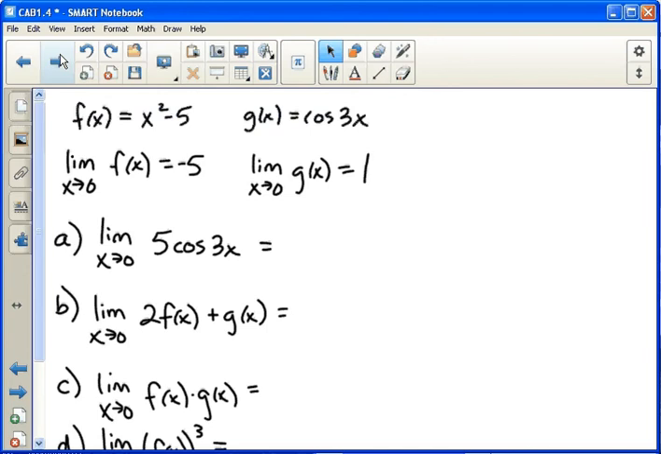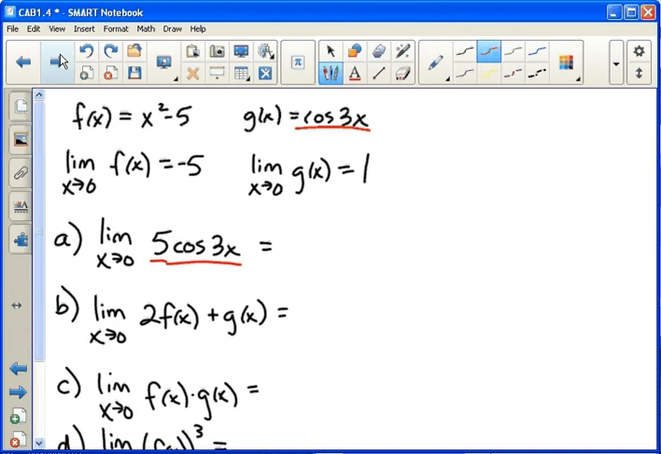So looking at part A, it says the limit as x approaches 0 of 5 times cosine of 3x. So what I've really done is I've taken this function and I've multiplied it by 5. Well, I knew the limit of just the cosine of 3x part was 1. So I know this is going to head toward 1. So my answer is just going to be 5 times 1, which is 5. It's really that simple. This is basically just a giant substitution game, is all it is.